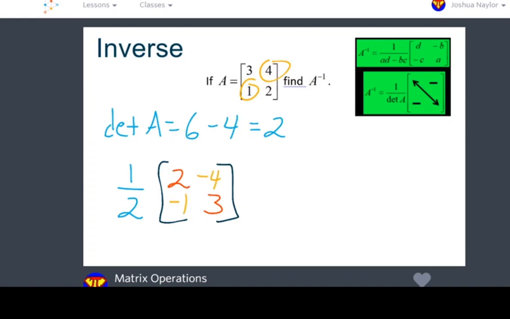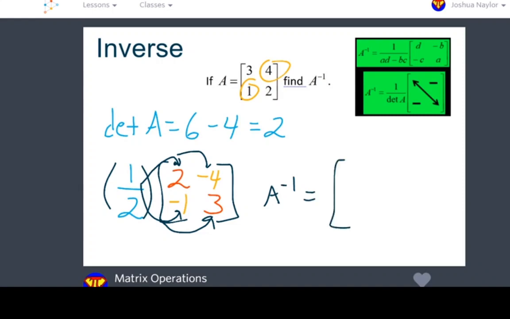Now, this fraction that's in front, namely 1 over the determinant, needs to be distributed to the inside of this matrix, which really means that every number in this matrix is just going to be cut in half. And when you cut each number in half, you end up with a final answer, which we can call the inverse of A. And again, that final answer will just be every number that's cut in half.